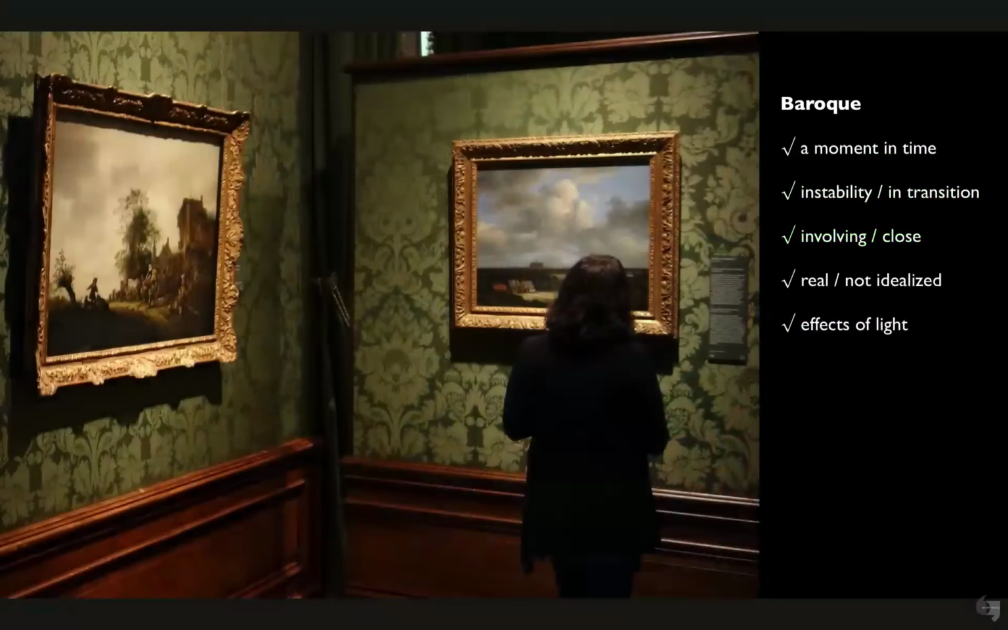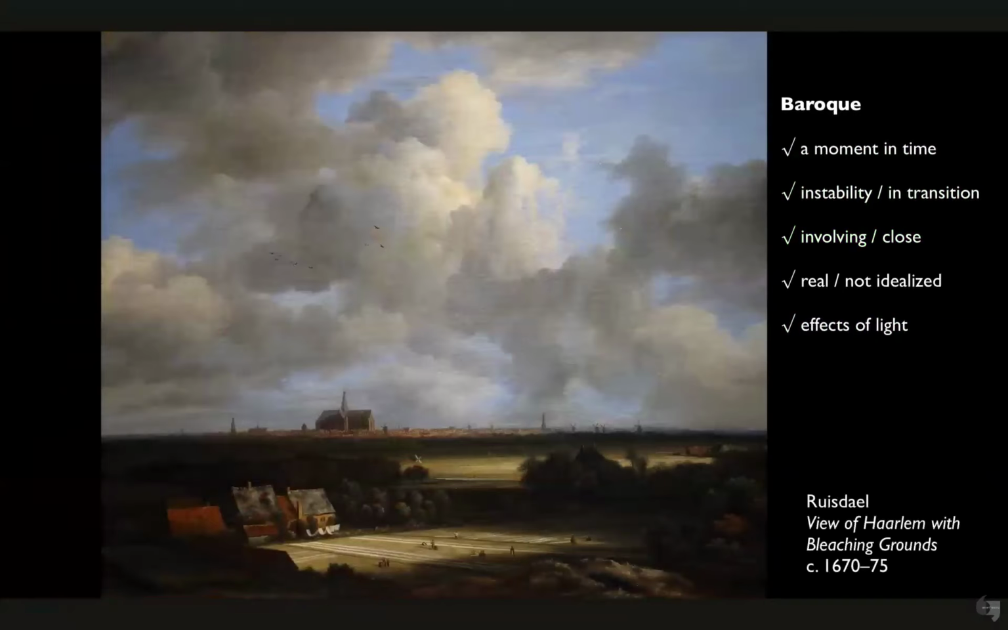Let's move through all these different types of paintings. How do we recognize the Baroque in 17th century Dutch landscape? Here's Ruysdael's beautiful painting of the bleaching grounds. But notice it's not an ideal landscape. This is the landscape of Ruysdael's hometown of Haarlem.